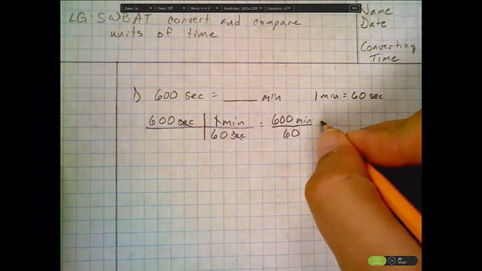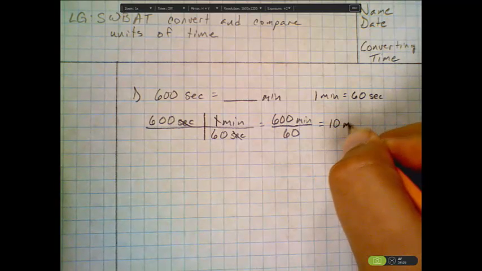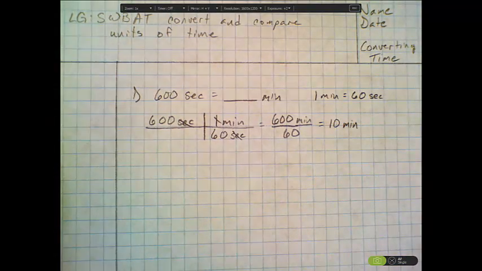Well, we can do that quickly in our head. 600 divided by 60 is 10. And so 600 seconds is equal to 60 minutes. Or sorry, 10 minutes.